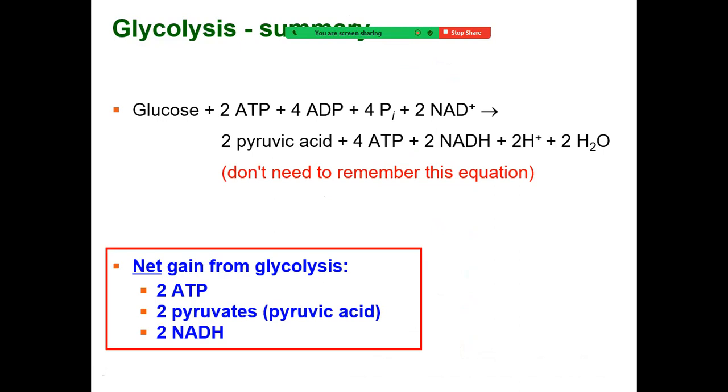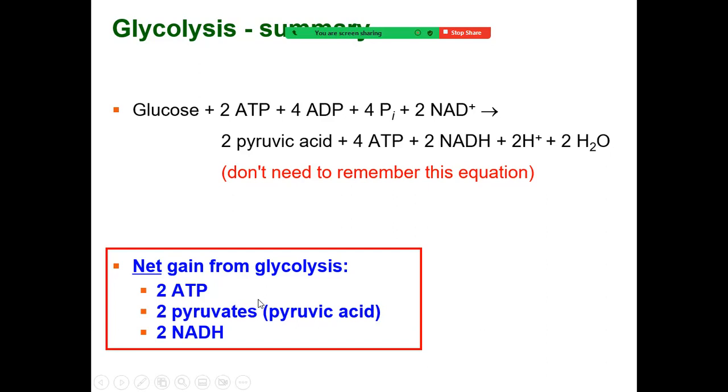You do not need to know the steps of glycolysis, but you do need to know that you start with glucose. I need to add that on here. And then you get a net gain from glycolysis of 2 ATP molecules, 2 pyruvates, and we're going to call that the same as pyruvic acid.